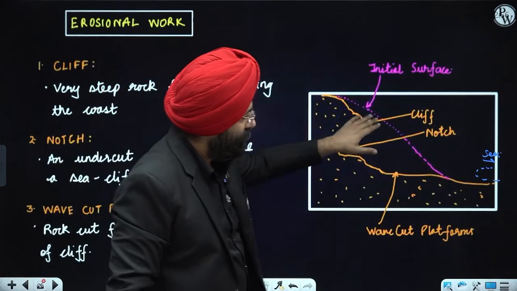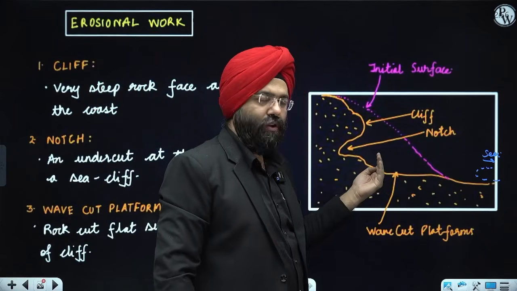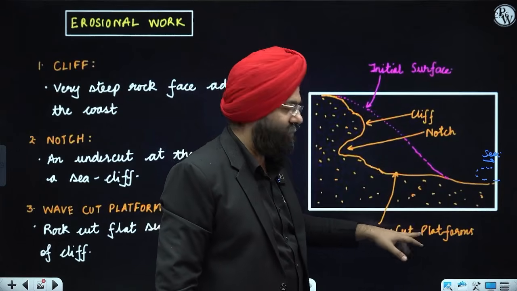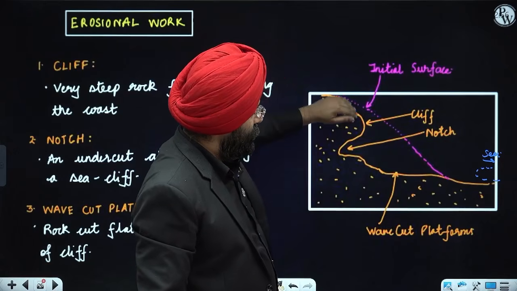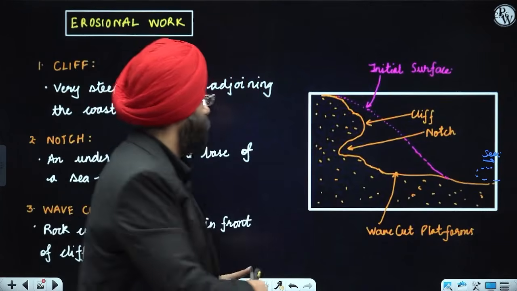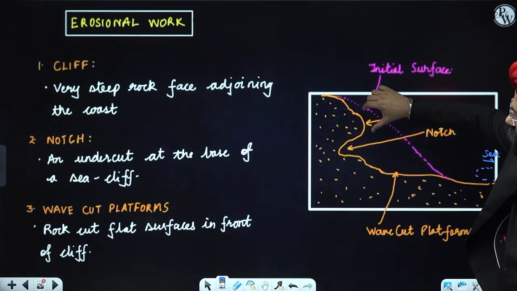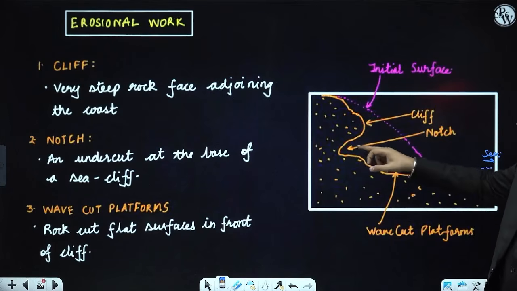Now if you see, this particular part has flattened because the waves keep on coming, and this smoothing of the surface takes place. This is known as a wave cut platform. The region where an almost parallel, tall, elongated, straight surface is created adjoining the coast is known as the cliff, and below the cliff there is an undercut. This is known as a notch.